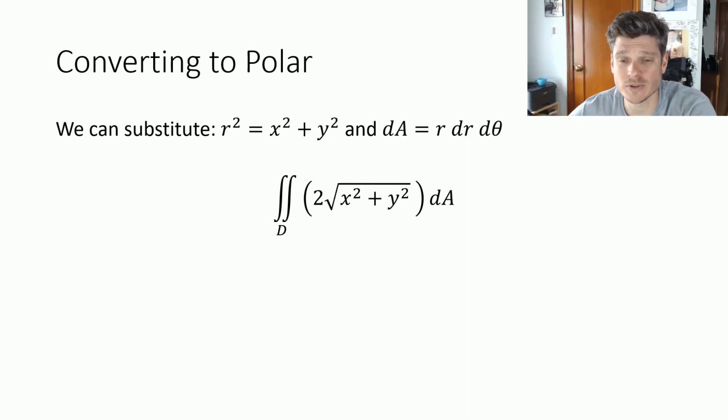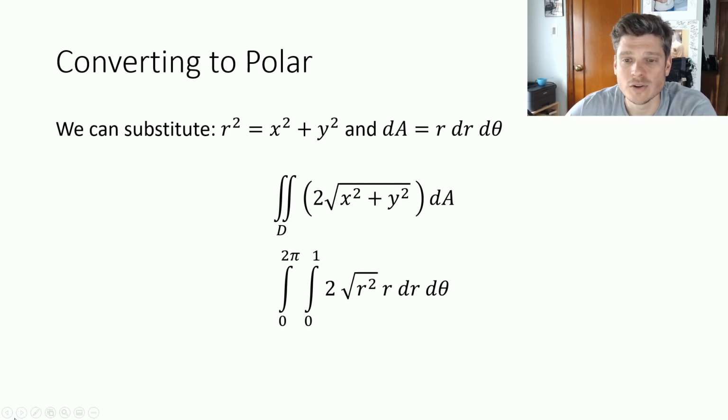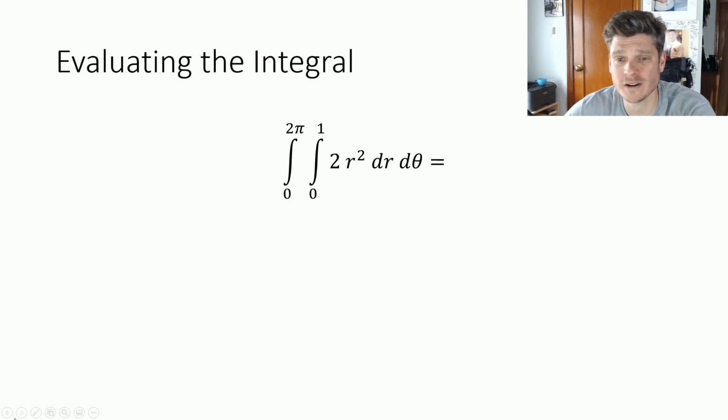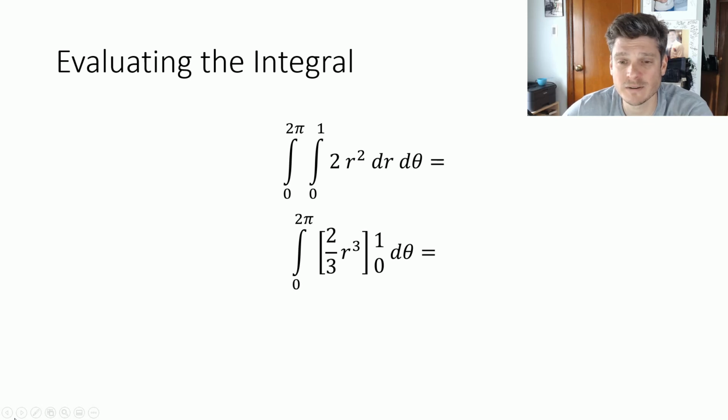So when I make those substitutions, this is going to become the double integral, now, 2 times the square root of r squared times r dr d theta. Now, obviously the square root of r squared is just r, so I can simplify this a little bit further as 2r squared dr d theta. And now it's just taking the antiderivative. So we'll take it with respect to r first. The antiderivative of r squared is 1/3 r cubed. So we have 2 times 1/3, so 2/3 r cubed evaluated from 0 to 1.